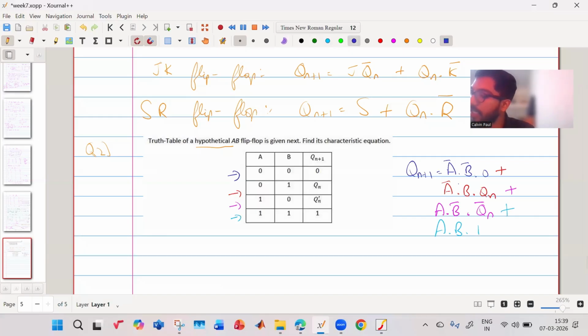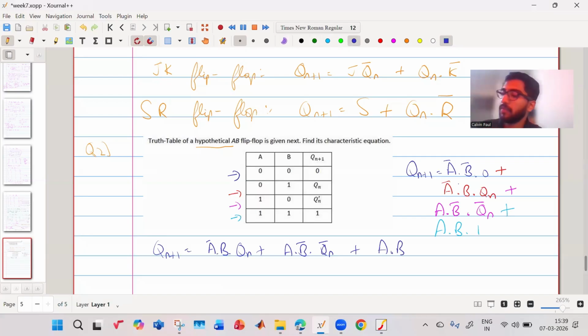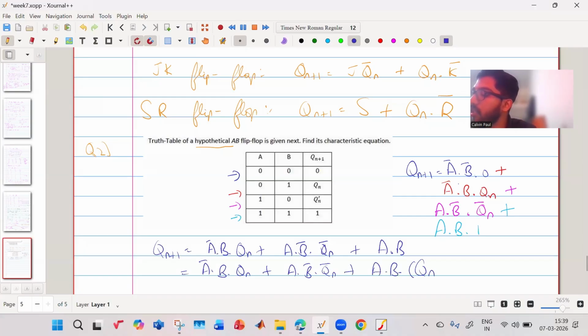So basically, what do we get then? We get Qn plus 1 is A bar B Qn plus A B bar Qn bar plus A B. Okay, it looks big, so we can try to do algebraic simplification. So how do we do it? Let's see. This is A bar B Qn plus A B bar Qn bar. We don't touch this. This 1, which is over there, we represent it as Qn plus Qn bar to simplify.